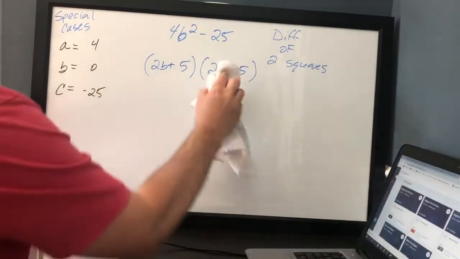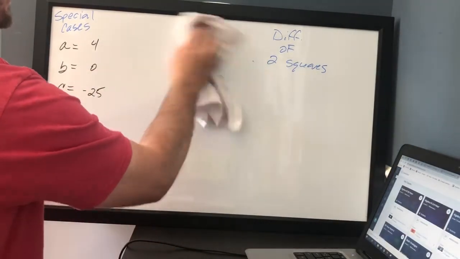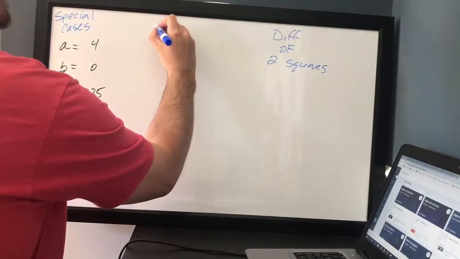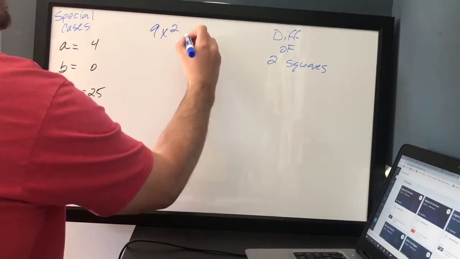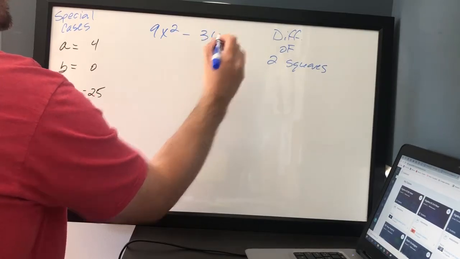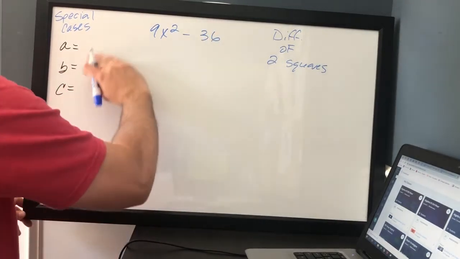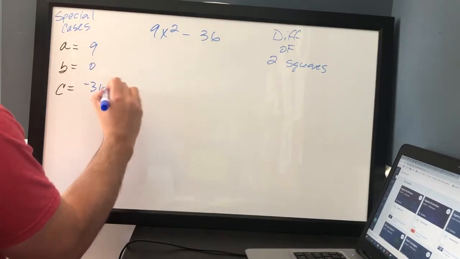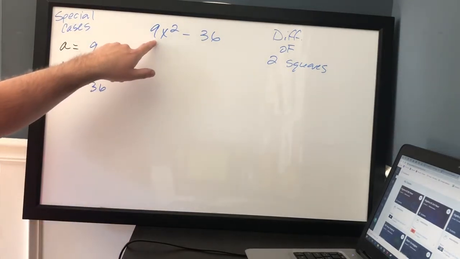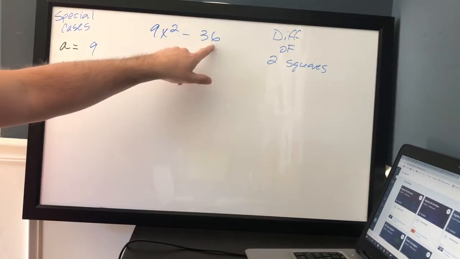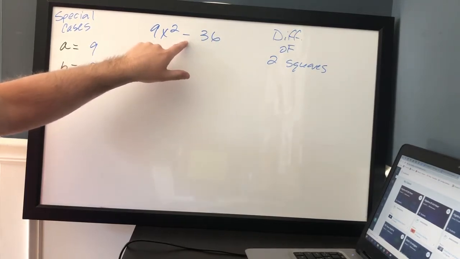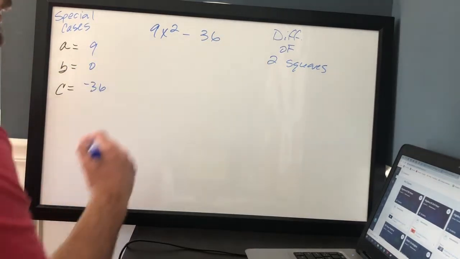All right, here, let's do another one together. In this one, I'm going to do 9x squared minus 36. So over here, we can change our numbers again: 9, 0, negative 36. Okay, is this a perfect square? Yes, it is. Is this a perfect square? Yes, it is. Do we have subtraction between the 2? We do. So this is a difference of 2 squares.